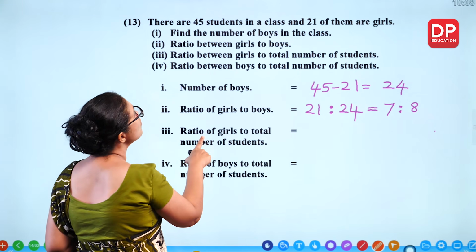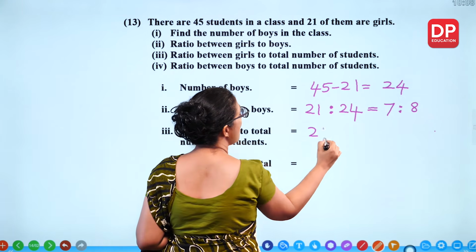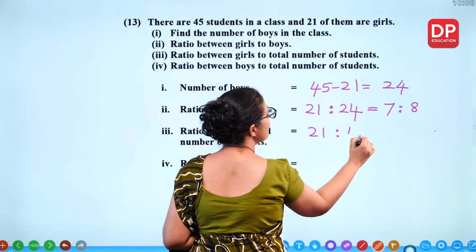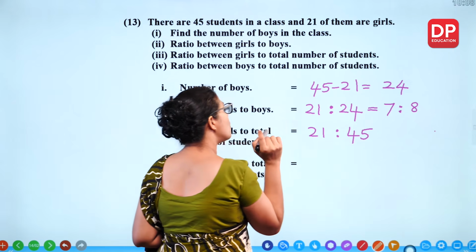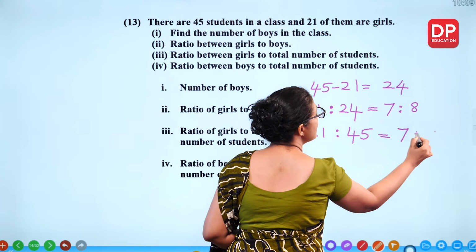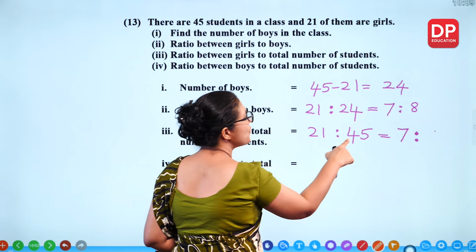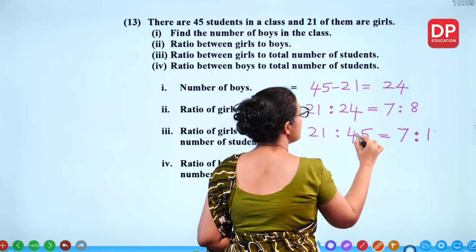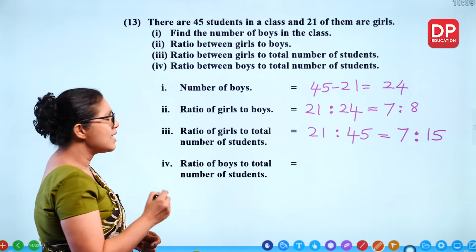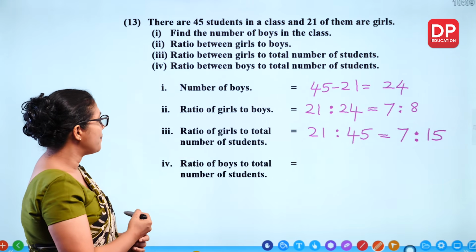Ratio of girls to total number of students. So girls are 21, and the total is 45. So what's the ratio? You can divide this by 3. You get 7. Divide this by 3, you get 15. So 7 to 15 is the ratio between girls to total number.